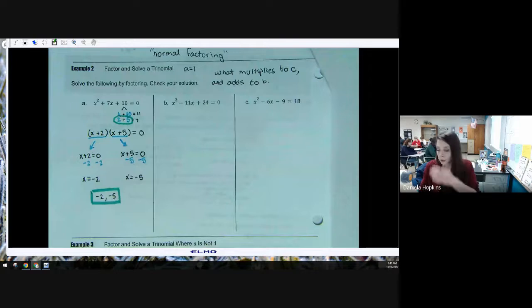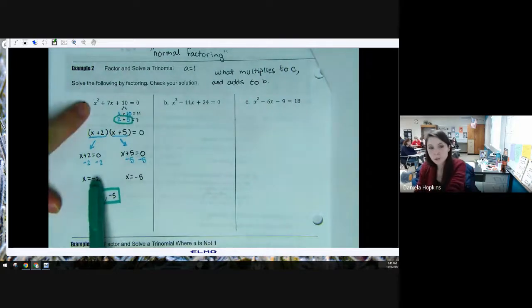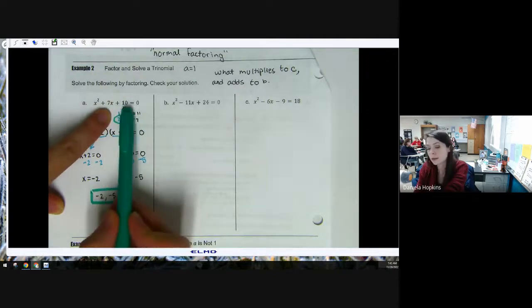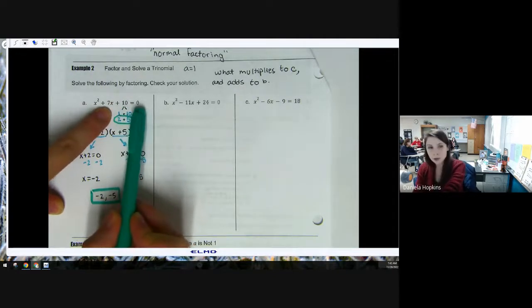Graphically, yeah. So if you plugged in negative 2 up here, it'd be negative 2 squared is positive 4. 7 times negative 2 is negative 14. So positive 4 plus negative 14 is negative 10. Negative 10 plus 10 is 0. So you could check it algebraically.